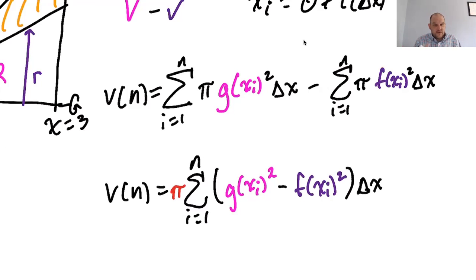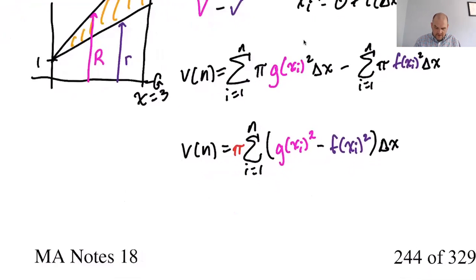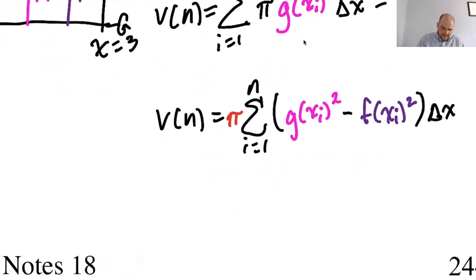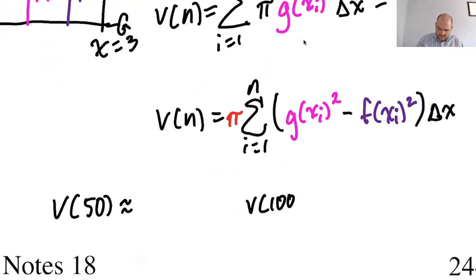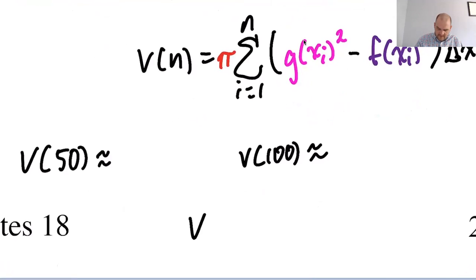So this is what I'm going to use on the calculator. So what I'm going to do is switch over to the calculator, and I'm going to find v of 50, and it'll be an approximation. And then v of 100, which will be approximately something, and then I'll find v of 1000.